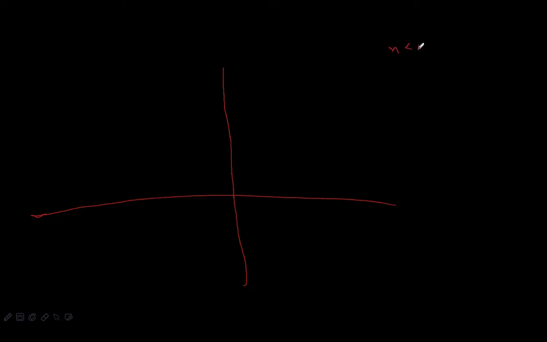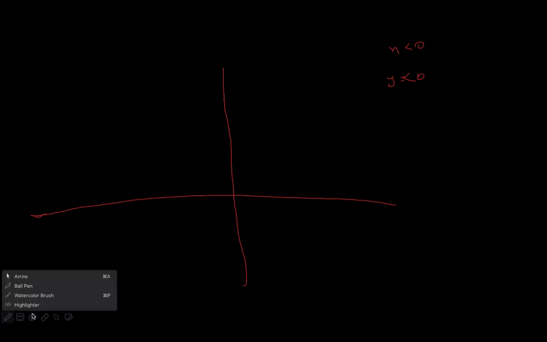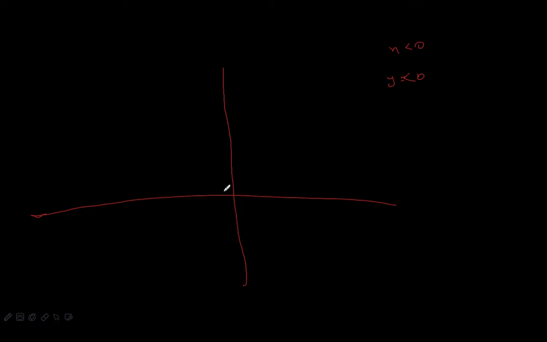For x less than 0, the step value is always minus 1. For x less than 0, y is also less than 0, because for every x less than 0, y is becoming negative. So for all x less than 0, y also is less than 0. Now we'll take 0 to minus 1.